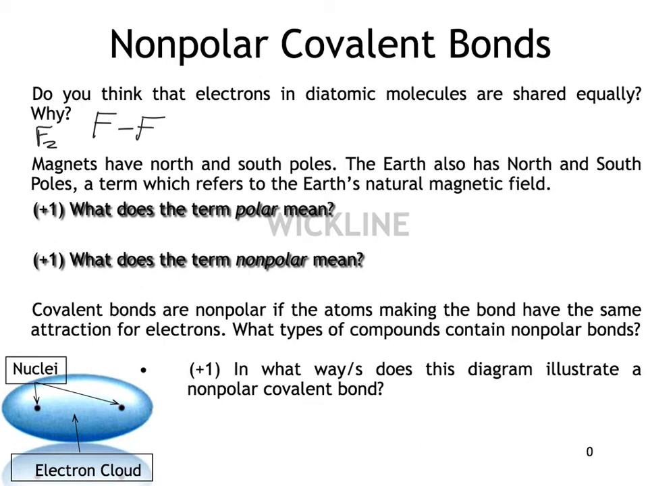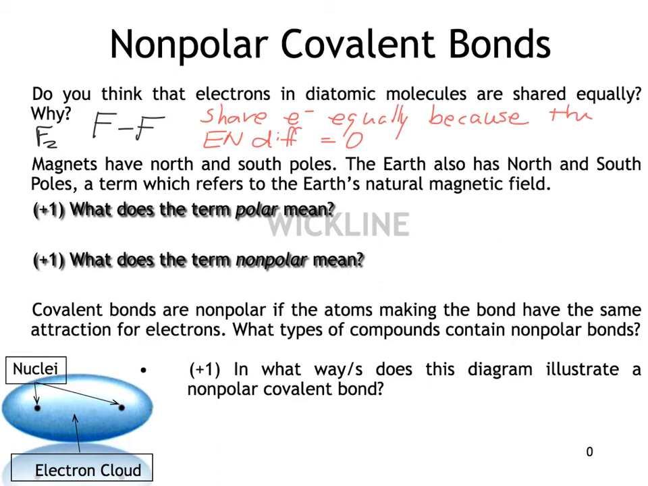And the idea here is that electrons are shared equally, and that's because the two atoms in the bond have the same electronegativity, and neither one would be able to overpower the other, so they would definitely share electrons equally.